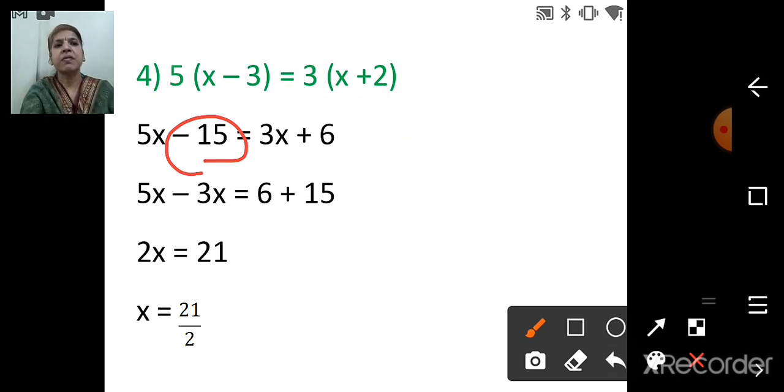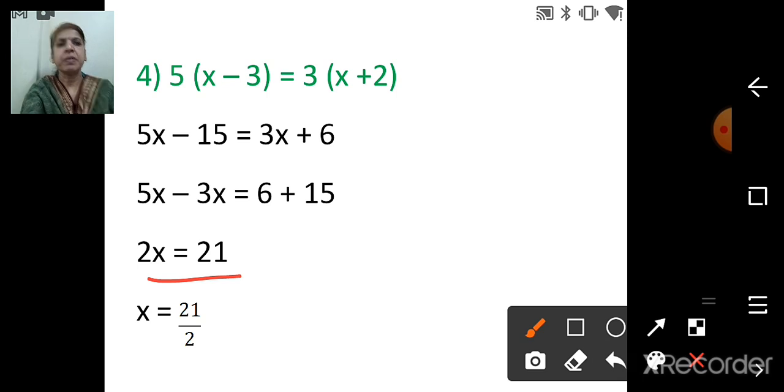So minus 15 means which sign do we have to take? Addition. If subtraction is given, for minus 15 we have to take addition. So it will become 6 plus 15. Then the next step is 5x minus 3x. 5x minus 3x is 2x. So write here 2x. And 6 plus 15. 6 plus 15 is 21.